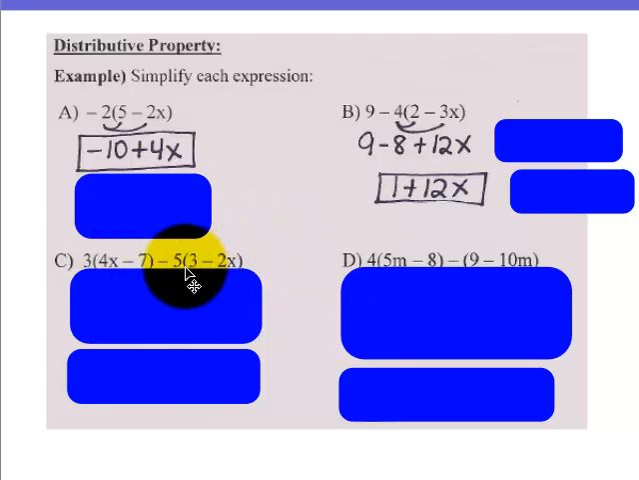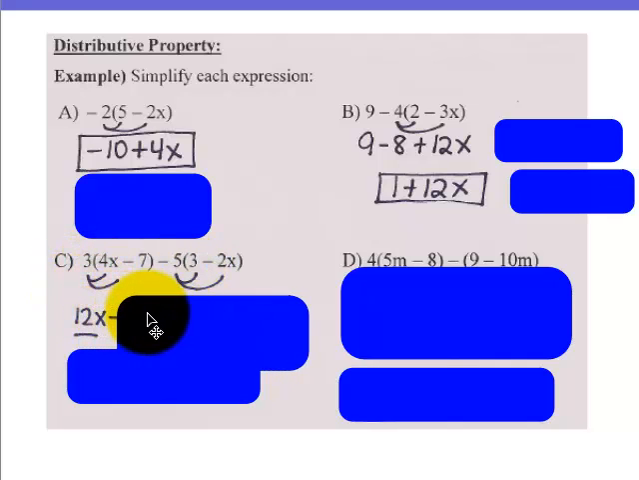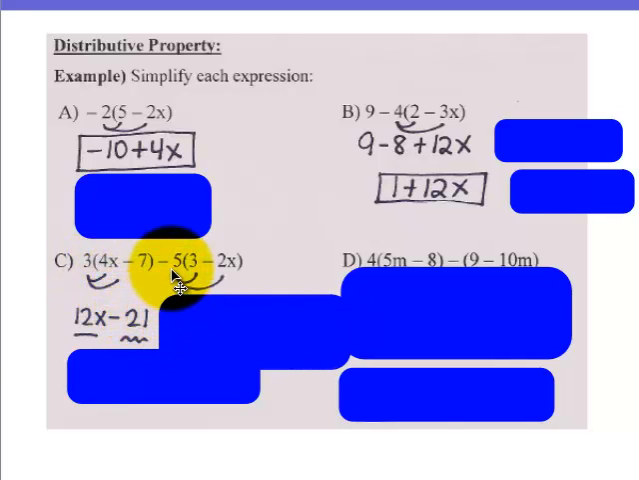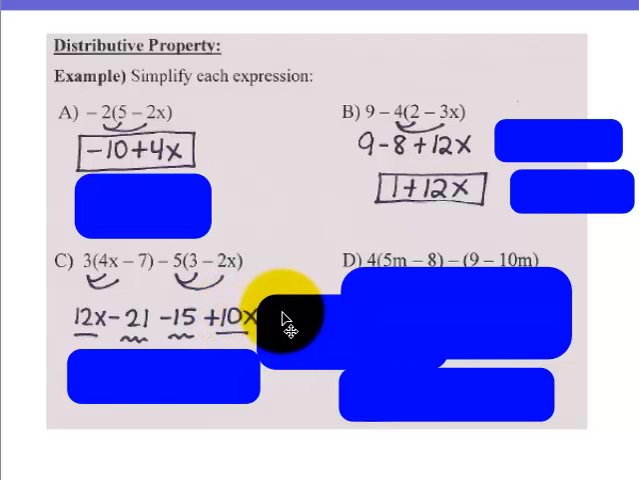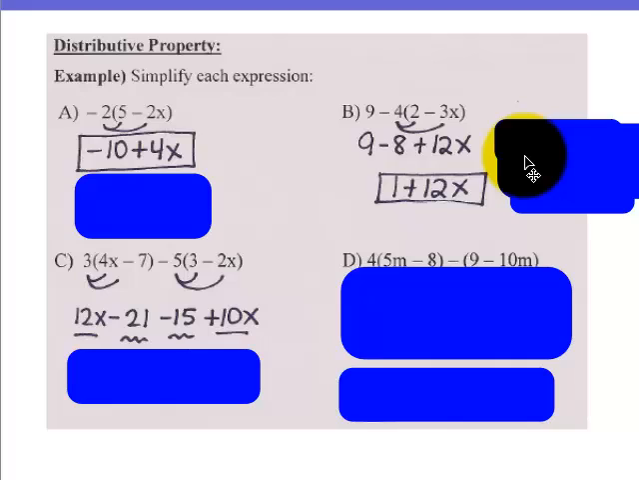Here I have two sets of parentheses with two numbers in front of each parenthesis. So I'm going to distribute that 3, and I'm going to distribute that negative 5. So 3 times 4x is 12x. 3 times negative 7 is negative 21. Negative 5 times 3 is negative 15. And negative 5 times negative 2 is positive 10x. So basically there I have eliminated the parentheses by multiplying the numbers outside the parentheses.